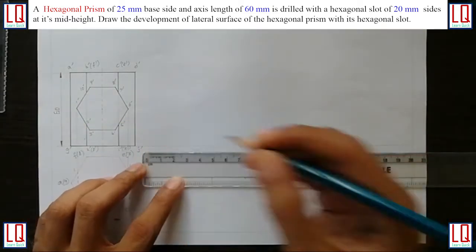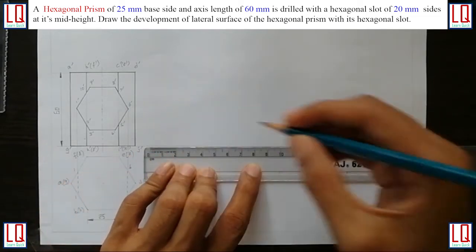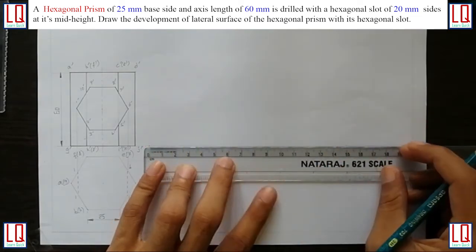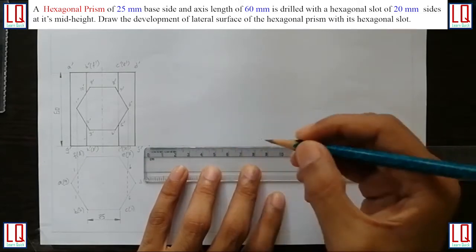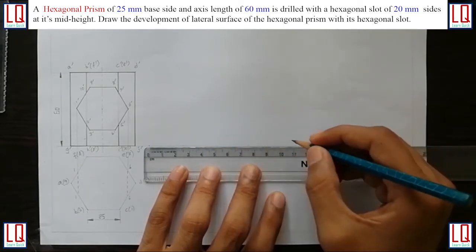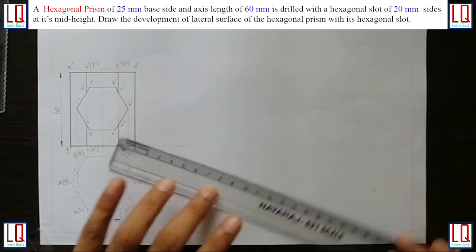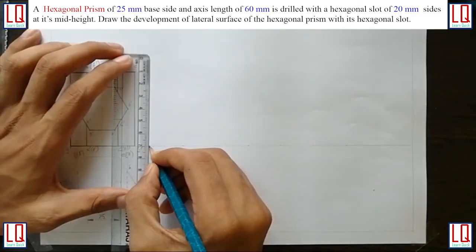So from here mark 150 mm. Each base side is 25 mm, so I will divide this length into 25 each. Okay, so now make a rectangle. The height is 60.